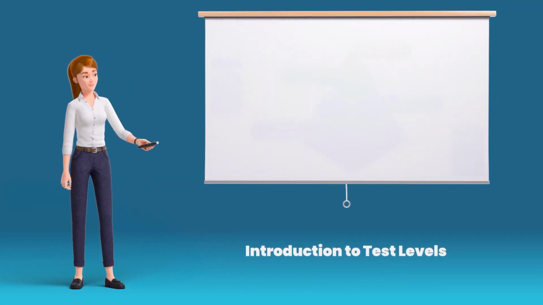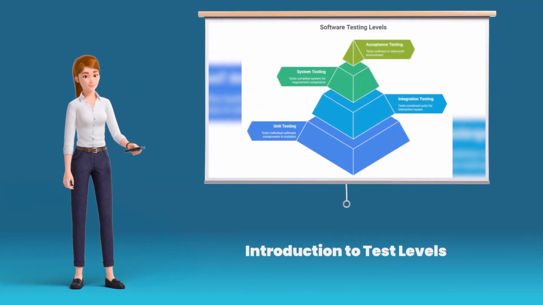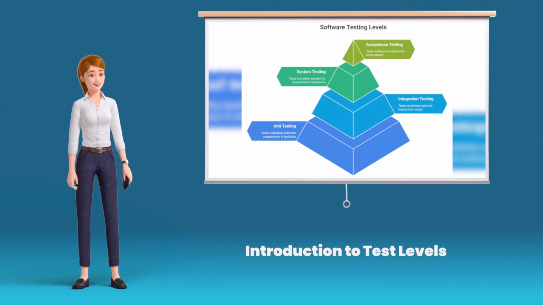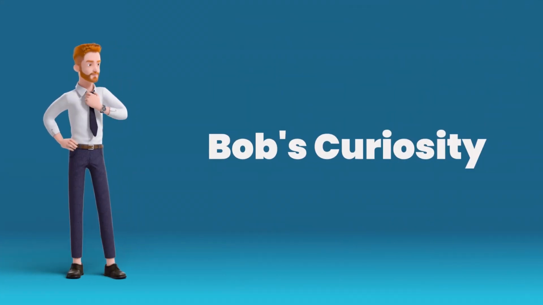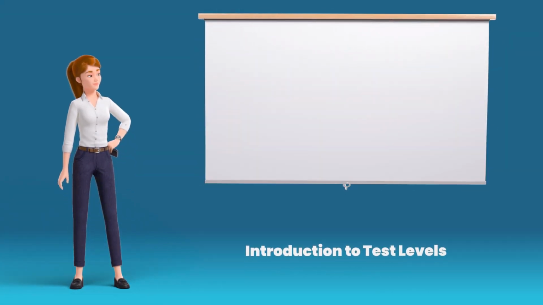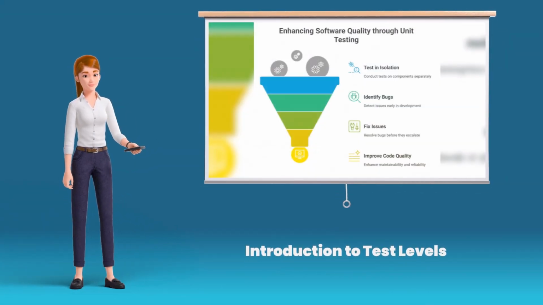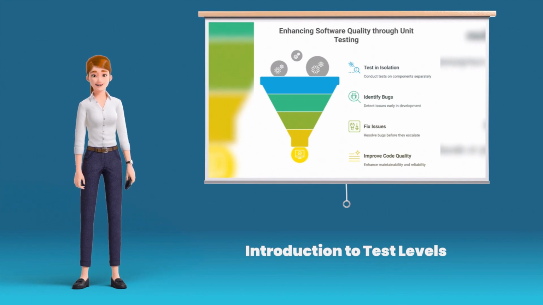Let's learn about test levels today. Each level represents a different stage of testing in the software lifecycle. All right, hit me with it. What's the first one? First one, unit testing. Unit testing is where we test individual units of code in isolation.